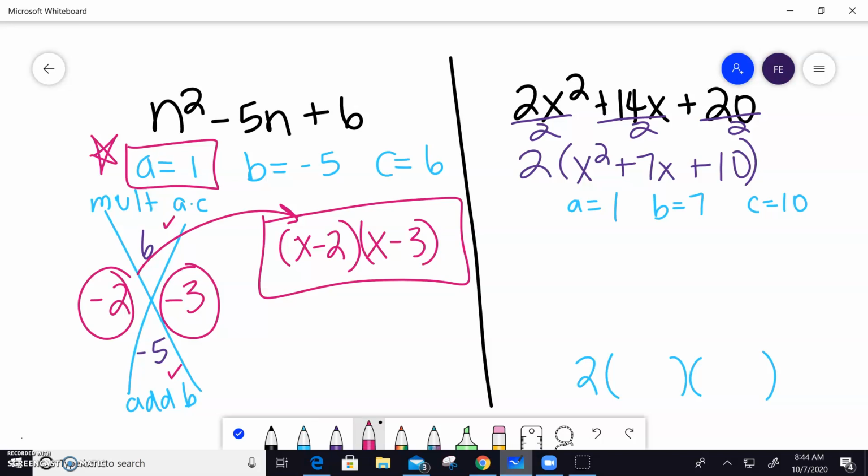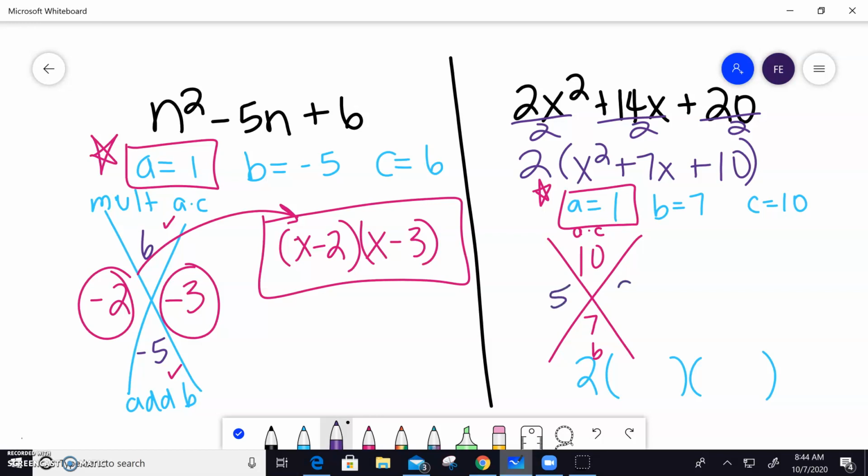So now, yay, a is 1. That means I do not have to do an area model, but I still have to figure out what multiplies to give me a times c and adds to give me b. A times c gives me 10, and b is 7. What two numbers multiply to give me 10 and add to give me 7? It's a little bit easier now: 5 and 2. And since a is 1 now that I took out the GCF, my factors are going to be x plus 5, because it's a +5, and x plus 2.